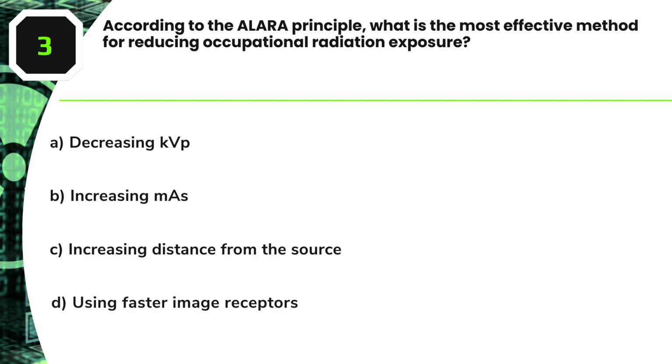Question 3. According to the ALARA principle, what is the most effective method for reducing occupational radiation exposure? A. Decreasing kVp. B. Increasing mAs. C. Increasing distance from the source. D. Using faster image receptors.